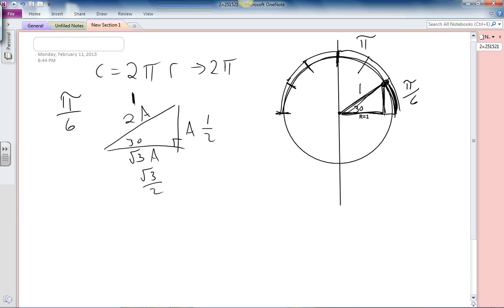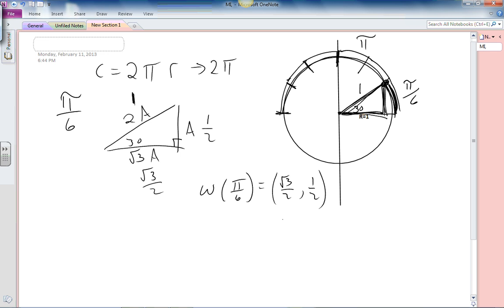Go back a tutorial or two to look at the explanation of that if you don't understand it, but I'm going to apply it right here. If I start here, I have to go over square root of 3 over 2 and up 1/2. So the way we would say that is the wrapping function evaluated for pi over 6 would be equal to the square root of 3 over 2, comma, 1/2. That's what that would be.